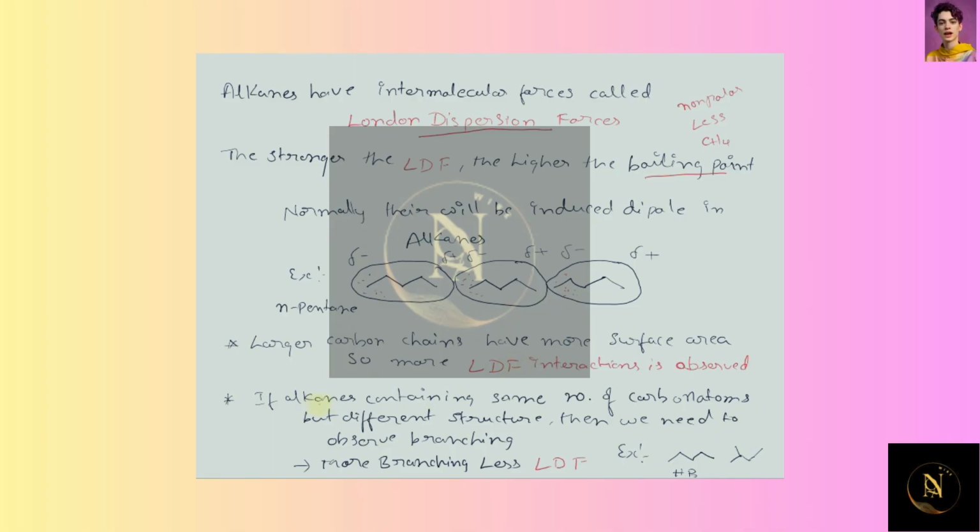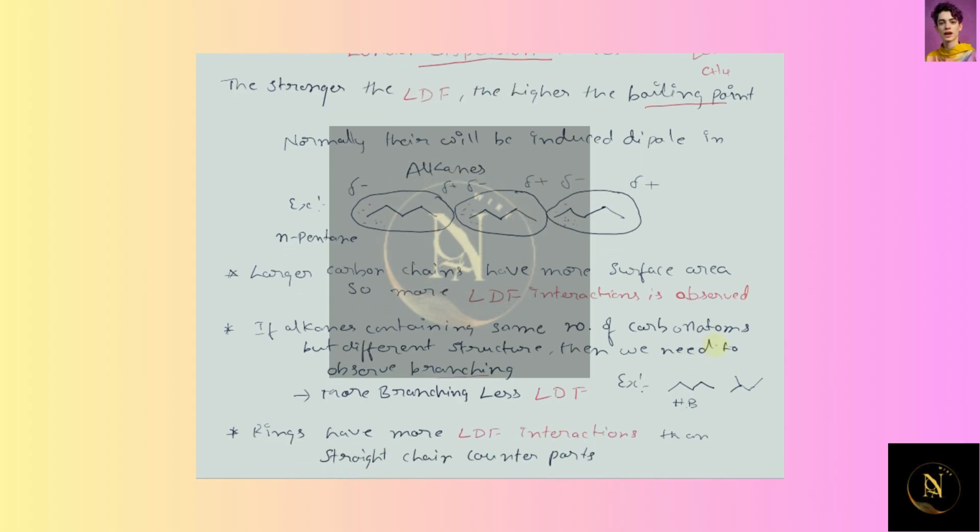If you want to compare alkanes of the same type that have a different structural formula but the same molecular formula, then we need to see the branching. For that you can take an example of n-pentane and another molecule. This is also pentane but it is branched. If you compare these two 5 carbon alkanes, you can see the straight chain has a higher boiling point, or the straight chain has higher London dispersion force compared to this molecule.